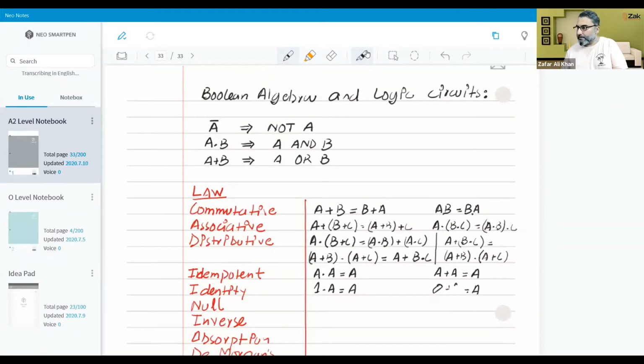I'm sorry, my palms are getting sweaty. That is why I'm unable to write on these areas. So 0 plus A is equal to A.